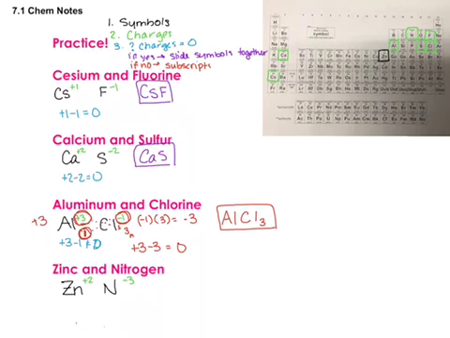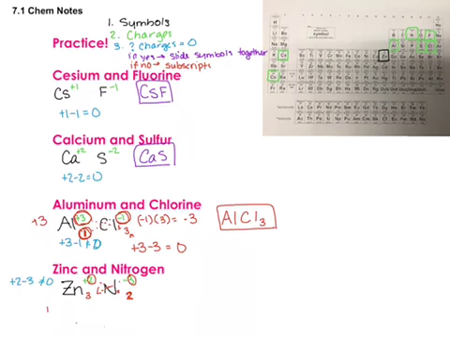And when we check to see if those charges equal 0, we have +2 -3, and nope, that does not equal 0. So now we have to monkey around with the subscripts. And remember, do your diagonal trick. Zinc's 2 transfers down to nitrogen. Nitrogen's 3 comes over to zinc. And then you check your math.